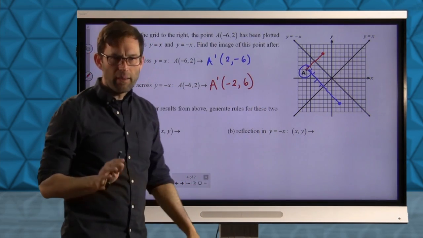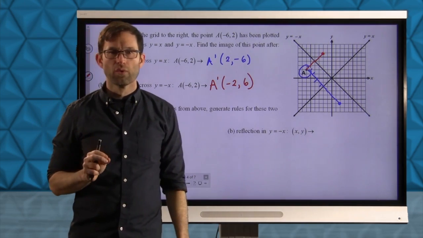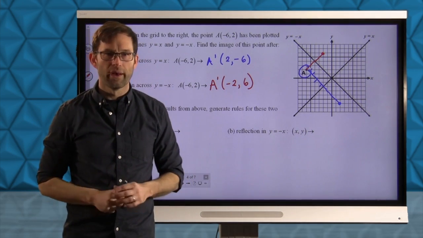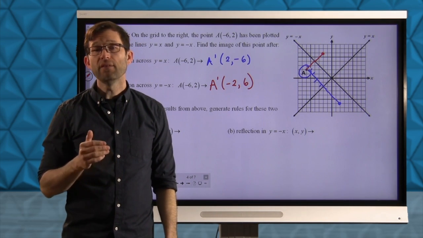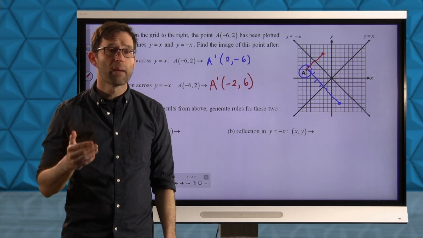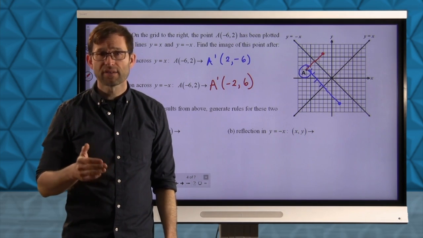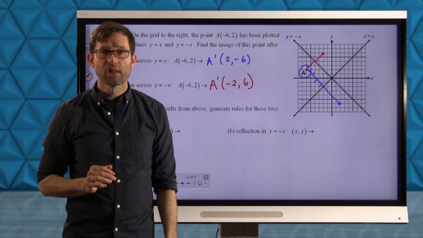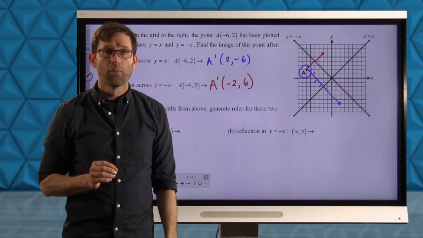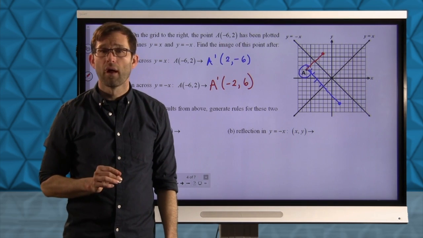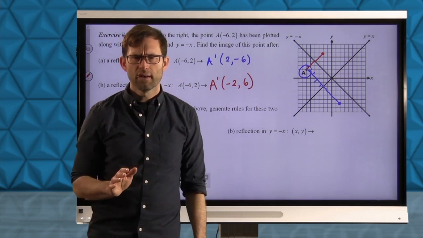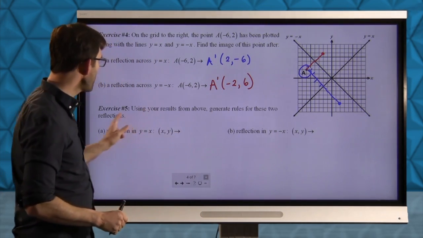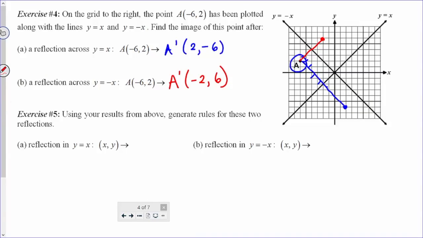Now, I'm not big on memorizing rules of rotation or translation, but these two reflections arise so often that I do think it's helpful to memorize what happens to a point (x, y) when you reflect it across the line y = x, and what happens to a point (x, y) when you reflect it over the line y = -x. Just those two lines, not much of anything else. So let's see exercise 5. It says, using your results from above, generate rules for these two reflections.